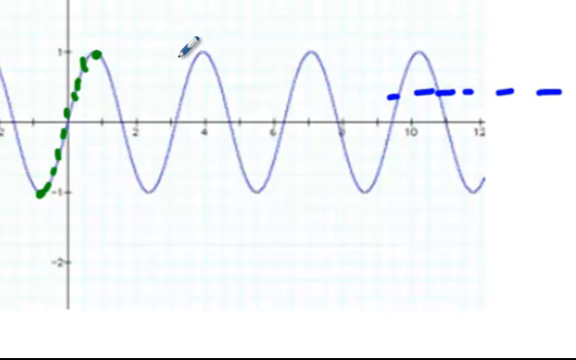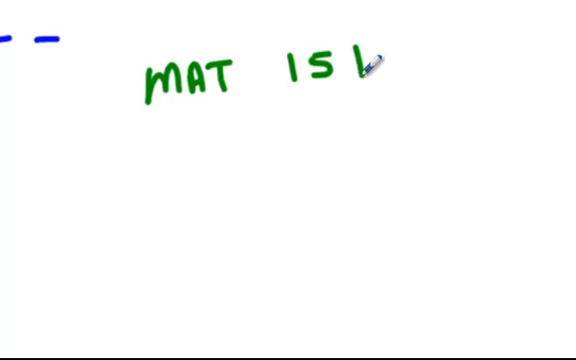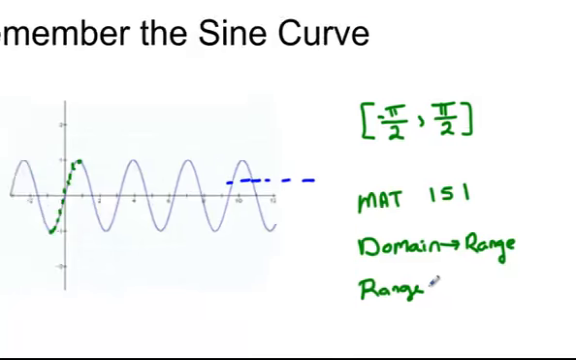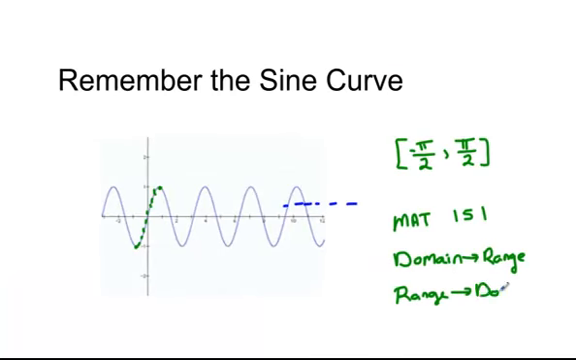Now, remember what happened with functions back in 151. What happened then? The domain became the range, and the range became the domain. If we look at this, what is our domain? Our domain is a bunch of angles, and our range is then y values.